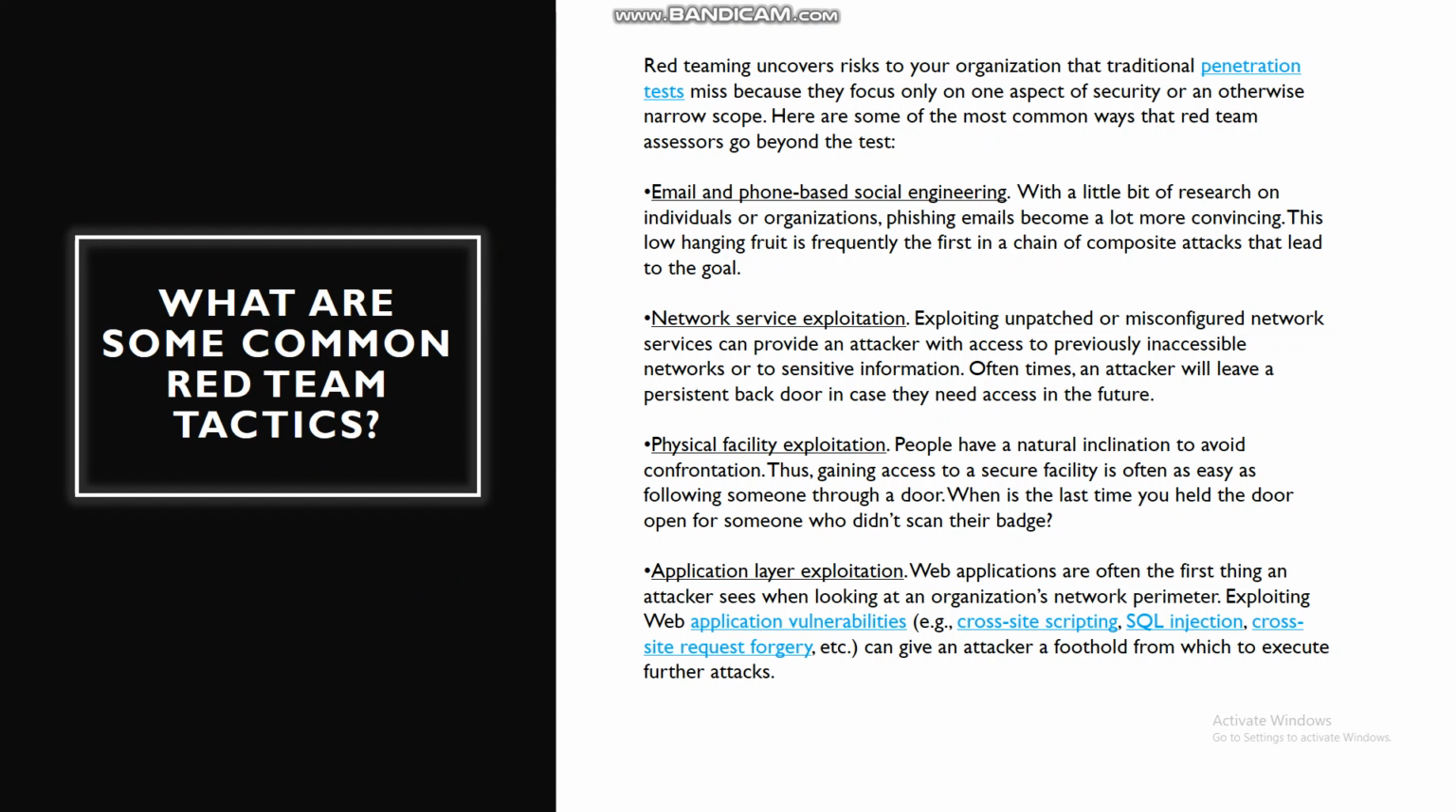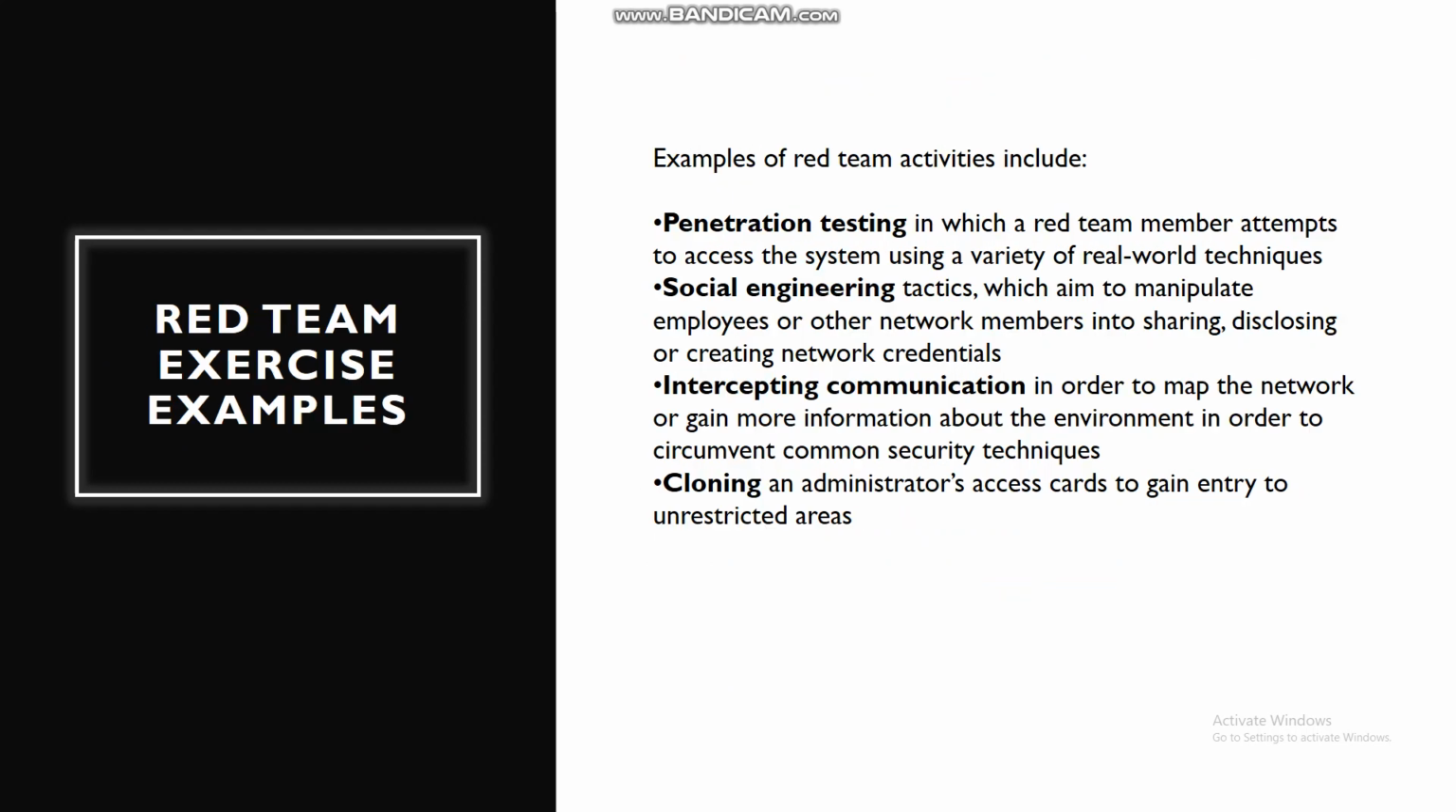Fourth is application layer exploitation. Application layers like web applications are often the first thing an attacker sees when looking at an organization's network perimeter. Exploiting cross-site scripting, SQL injection, and cross-site request forgery can give an attacker a foothold from which to execute further attacks. Let's go for the next.